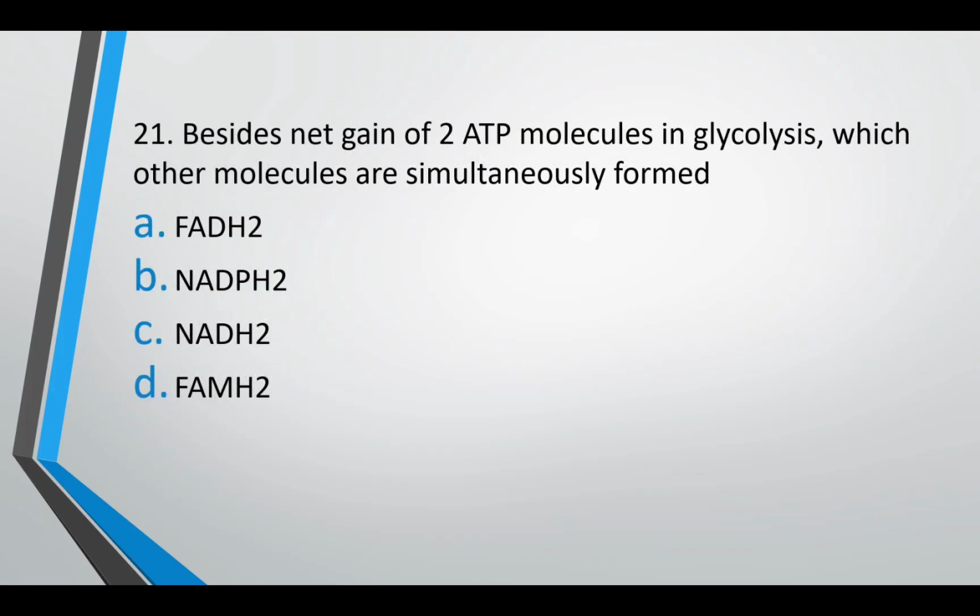Besides the net gain of two ATP molecules in glycolysis, which other molecule is simultaneously formed? FADH2, NADPH2, NADH2 or FAMH2. Correct answer is option C, NADH2.